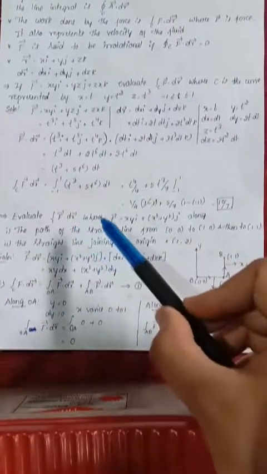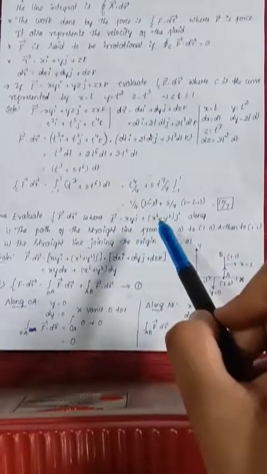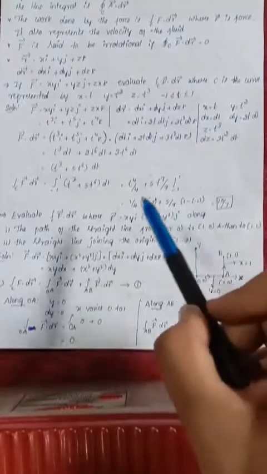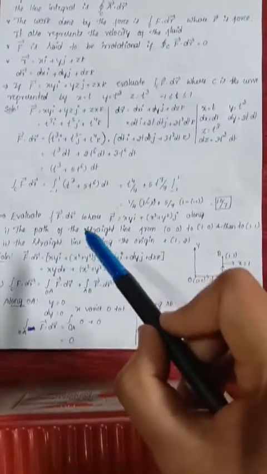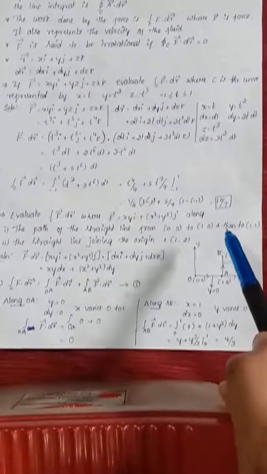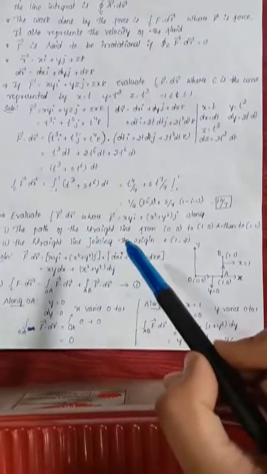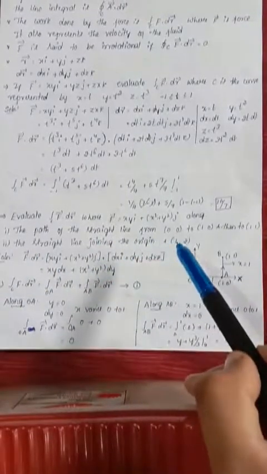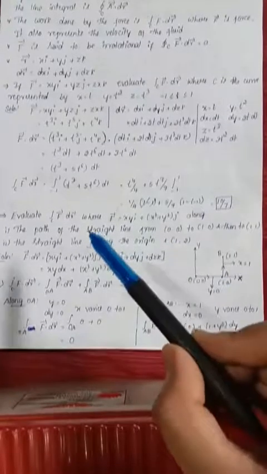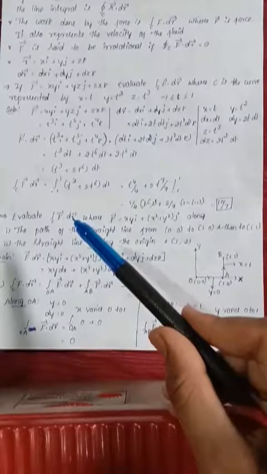Take second problem. Evaluate integral of C F dot dr, where F is equal to xy i plus x square plus y square into j, along first one, the path of the straight line from 0, 0 to 1, 0 and then to 1, 1. Second one, the straight line joining the origin and 1, 2. Here, in these two conditions, we find integral of C F dot dr.